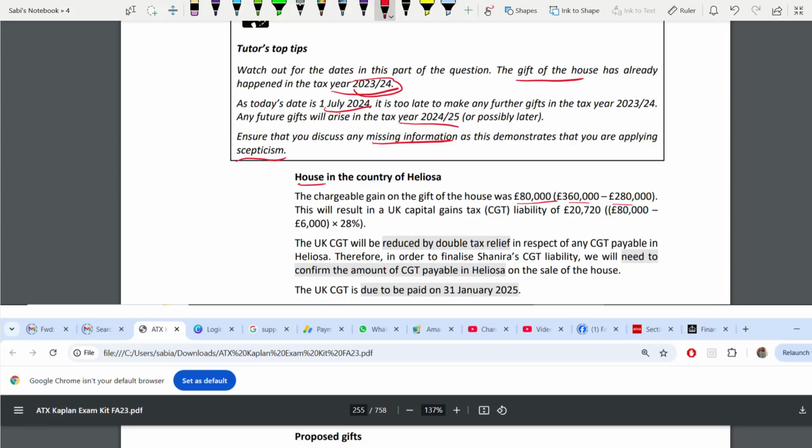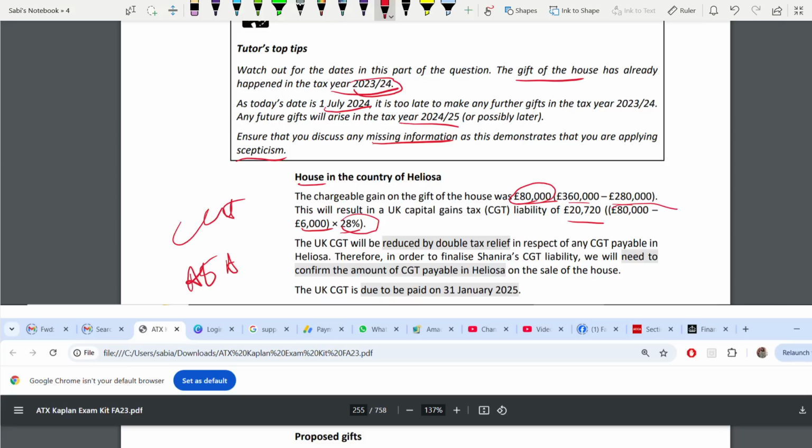Remember, higher rate taxpayer, and it's residential, so 28%. And from this 80, you have to deduct the annual exemption. From this 80, you have to deduct 6,000. 6,000 is the annual exemption amount. Do not forget that. This is the taxable gain. And then take 28% because higher rate taxpayer. So this is the CGT.